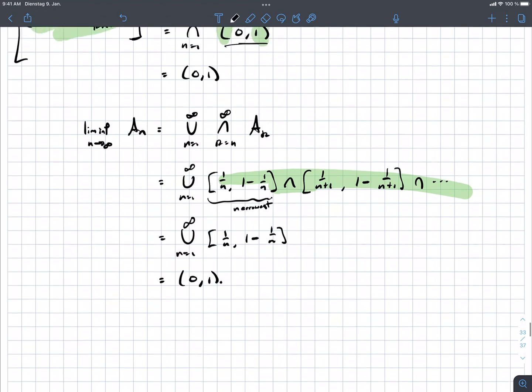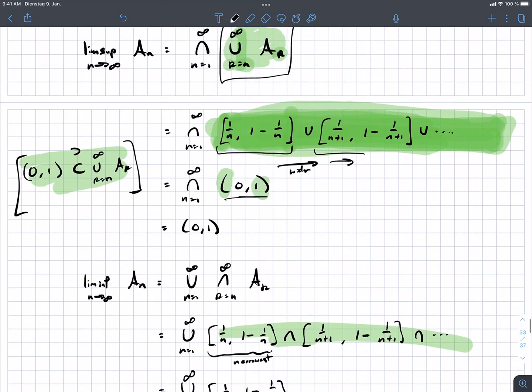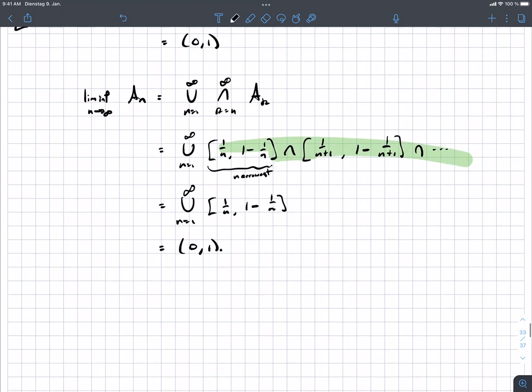All right. So since the lim sup and the lim inf are equal to each other, I can say that the limit of the sequence of sets A_n is 0 to 1.